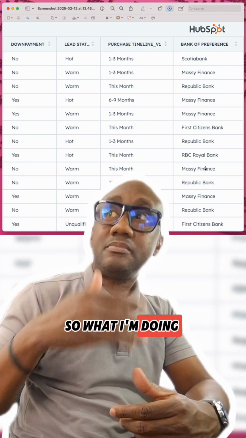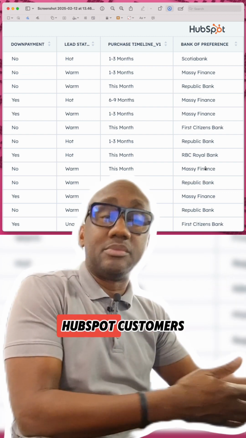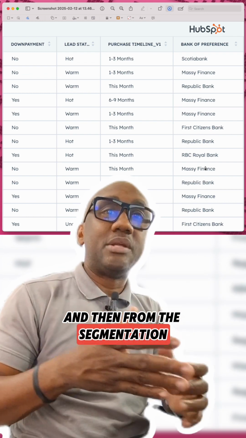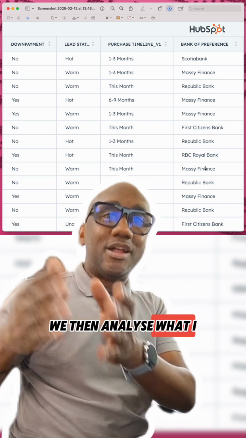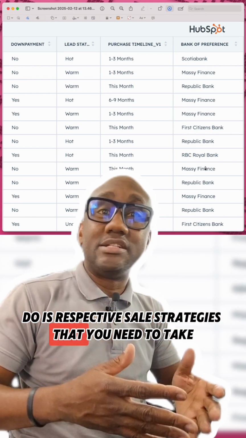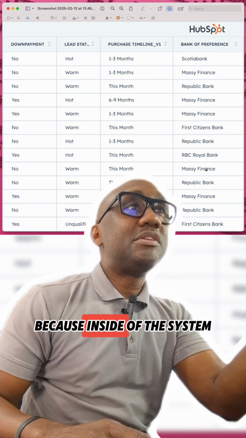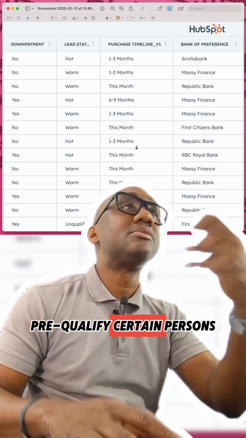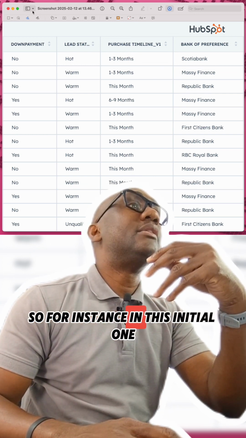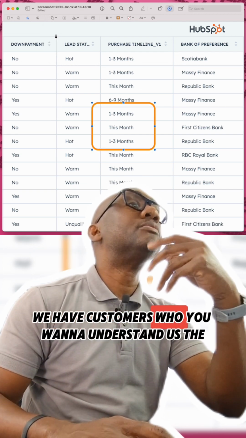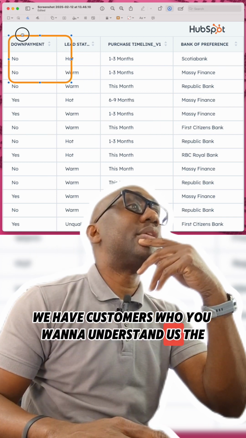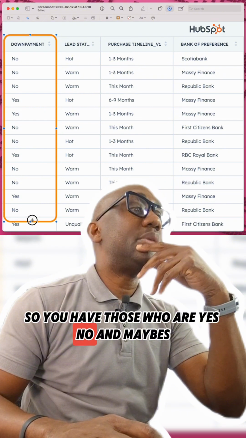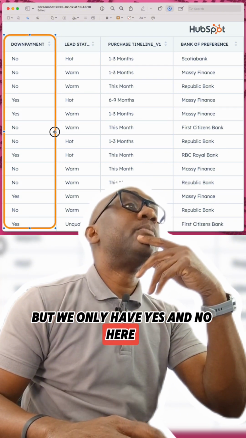When I'm doing sales training for HubSpot customers, we do segmentation, and then from the segmentation, we analyze what the respective sales strategies are that you need to take, because inside of the system, you can set up HubSpot in such a way where you pre-qualify certain persons. So for instance, in this initial one, we have customers who we want to understand as to whether they're making a down payment or not, right? You have those who are yes, no's, and maybes, but we only have yes and no's here, right?